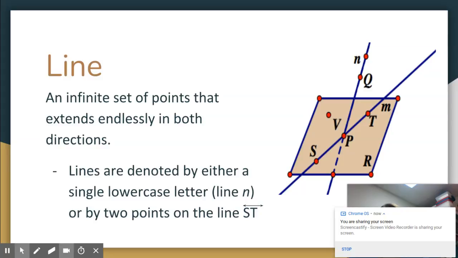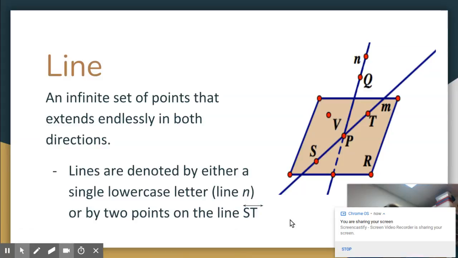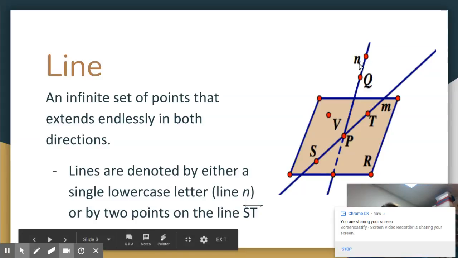There's also a line, which is an infinite set of points. These usually have double arrows, as you see down here at the ST. You will need to make sure to put the ST and the double arrows, or you can name it using just a single lowercase letter like N here.